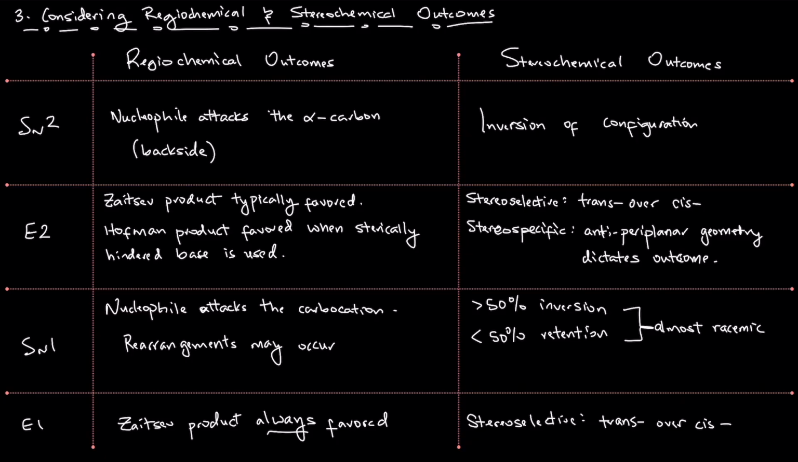Okay, so this is really it for trying to predict the product of a reaction. Once again, you have to figure out the reagent and the function of the reagent, then analyze your substrate and determine the mechanism of the reaction, and lastly, consider your regiochemical and stereochemical outcomes to get your product.